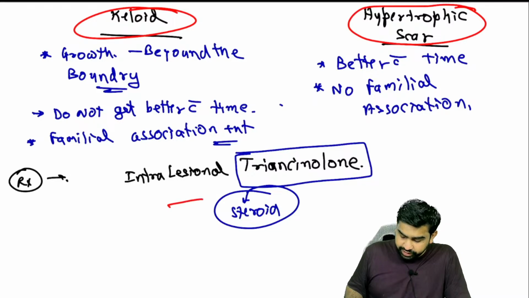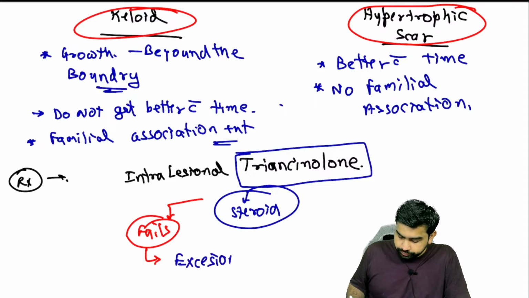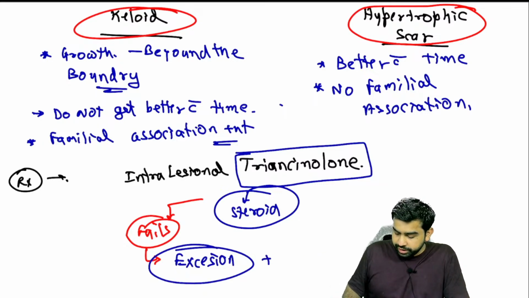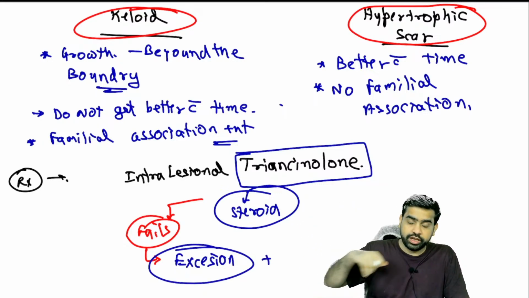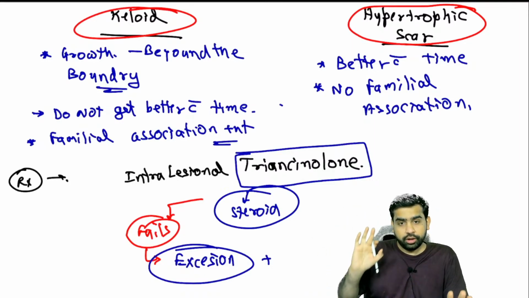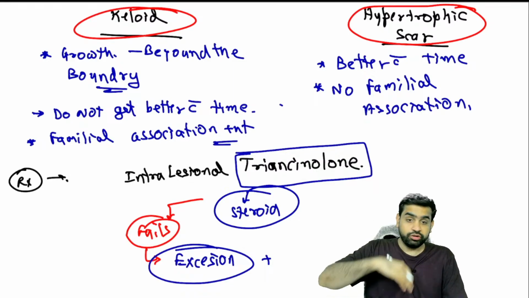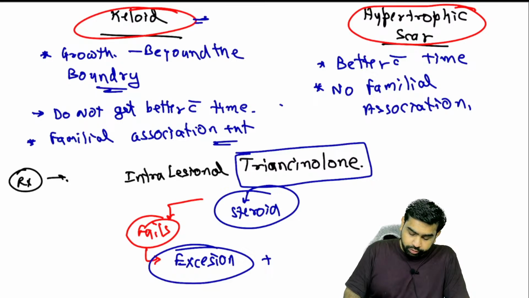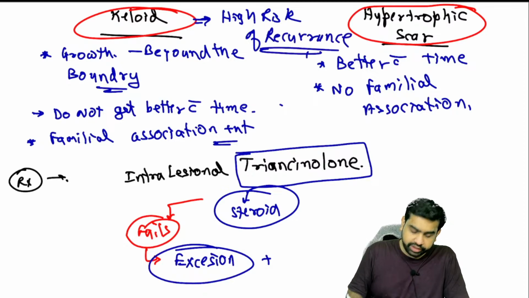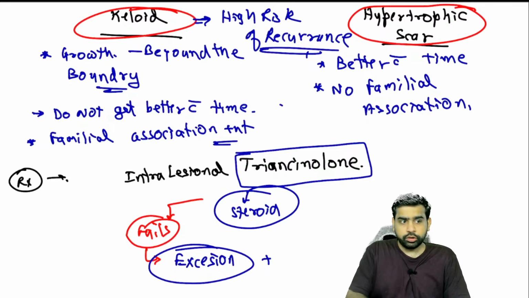If this fails, then you have to perform an excision. Along with the excision and suturing, you need hydrocolloid dressing or compression dressings and all those things, because you want to prevent the recurrence. In keloid, there is a high risk of recurrence, and that is why you have to do these things with the keloid. Okay, got it, great.